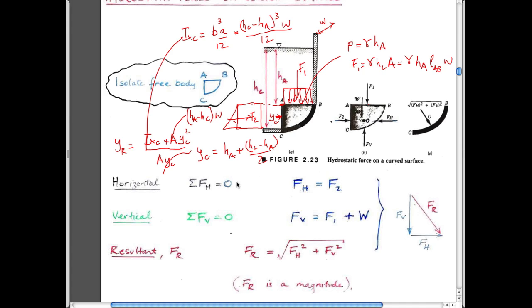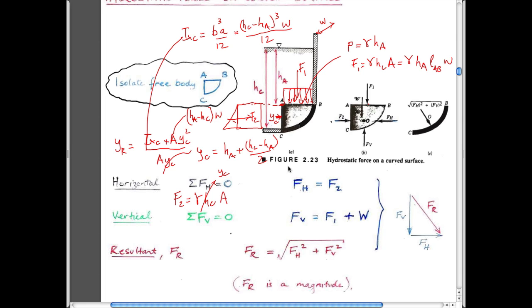I didn't mean to, so I might as well do everything. I know I'm writing all over the place here. So the horizontal, just write it out. F2 is going to be equal to what? It's going to be equal to the unit weight of water times the depth of the centroid. The depth of the centroid is actually YC in this particular case, because YC is equal to HC. And multiplied through by the area of the plate.